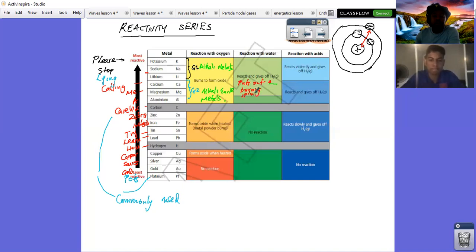Burning splint with a squeaky pop. Now these in group 1 react violently. When you have potassium, it actually produces a lilac flame. That's how reactive it is. And the potassium itself fizzes in the water, or it floats on top of the water essentially.